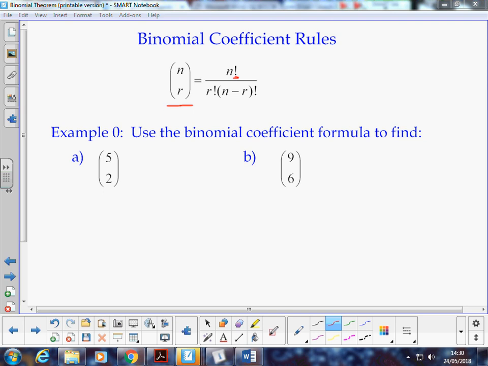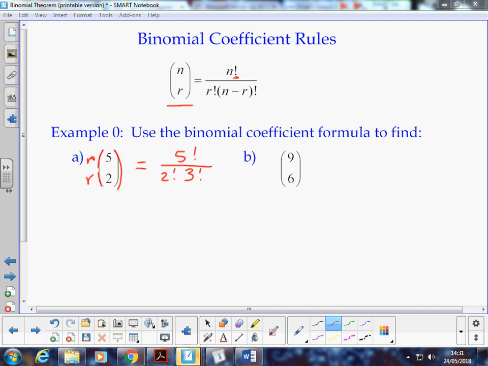So in example A here, we've got 5 choose 2. One of the ways we can calculate that value is by substituting in n factorial over r factorial times n minus r factorial. So in this case, n is 5 and r is 2. So we can substitute that in as meaning 5 factorial divided by 2 factorial, and n minus r, 5 minus 2 is 3, times 3 factorial.